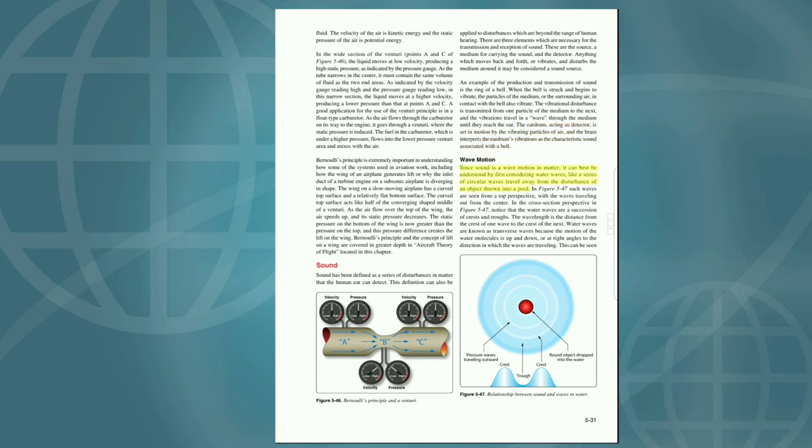Wave motion. Since sound is a wave motion in matter, it can best be understood by first considering water waves, like a series of circular waves that travel away from the disturbance of an object thrown into a pool. In Figure 5-47, such waves are seen from a top perspective, with the waves traveling out from the center. In the cross-section perspective in Figure 5-47, notice that the water waves are a succession of crests and troughs. The wavelength is the distance from the crest of one wave to the crest of the next. Water waves are known as transverse waves, because the motion of the water molecules is up and down, or at right angles to the direction in which the waves are traveling.